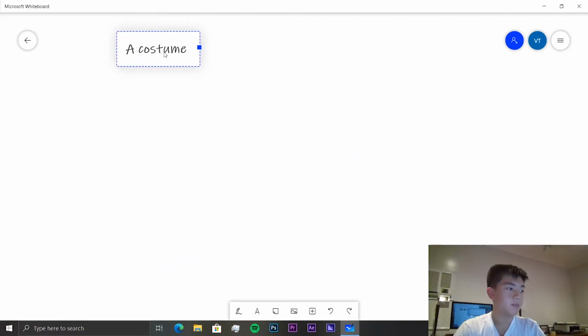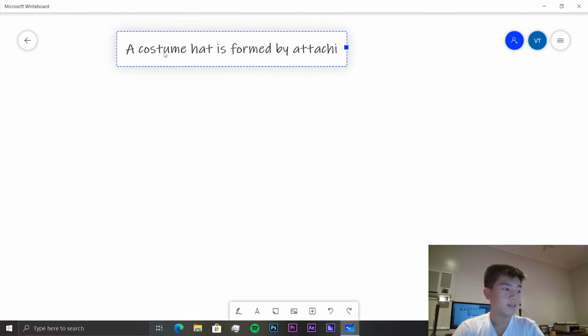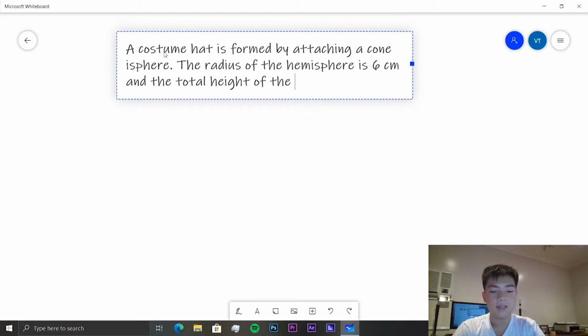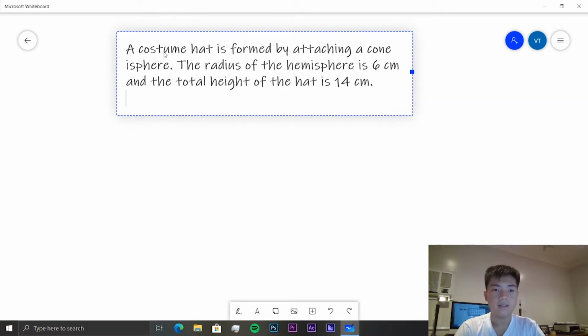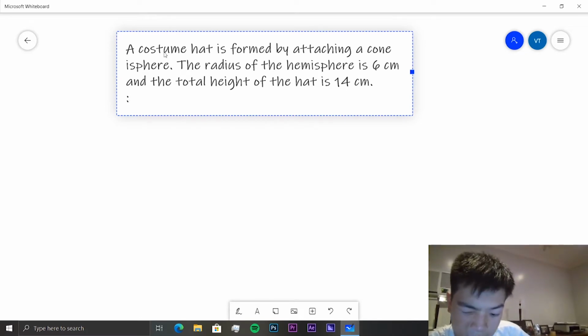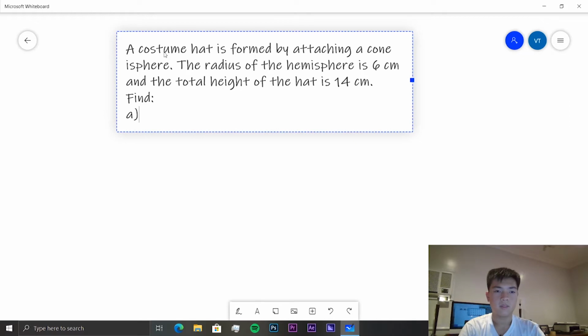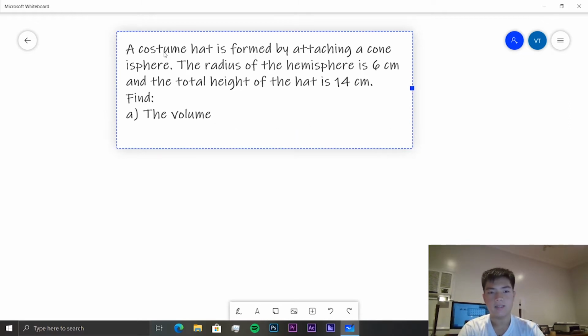a costume hat is formed by attaching a cone to a hemisphere. The radius of the hemisphere is 6 centimeters and the total height of the hat is 14 centimeters. Find the volume and the surface area.